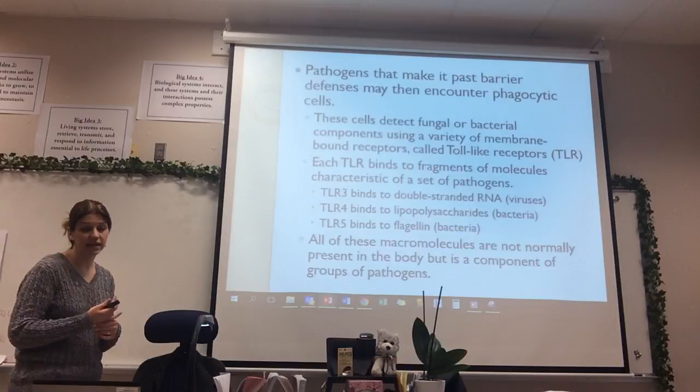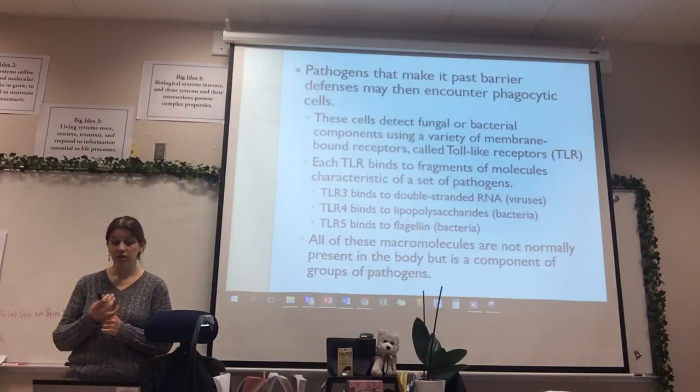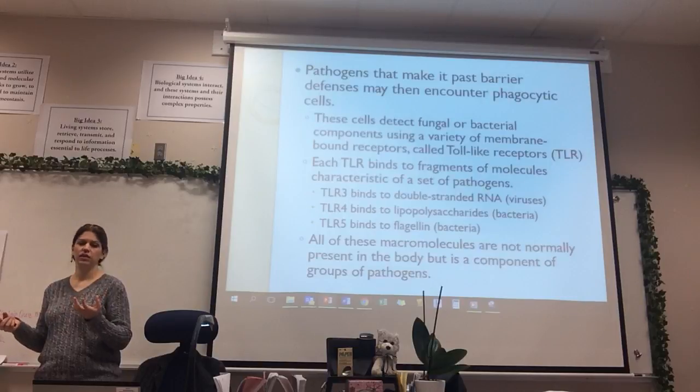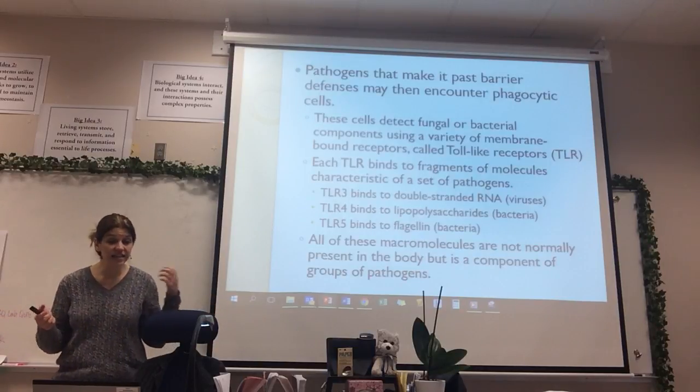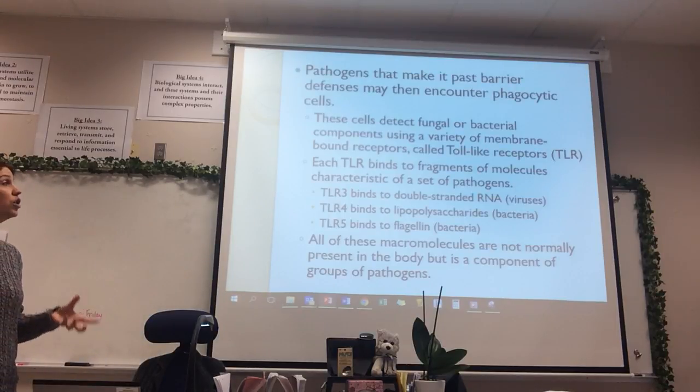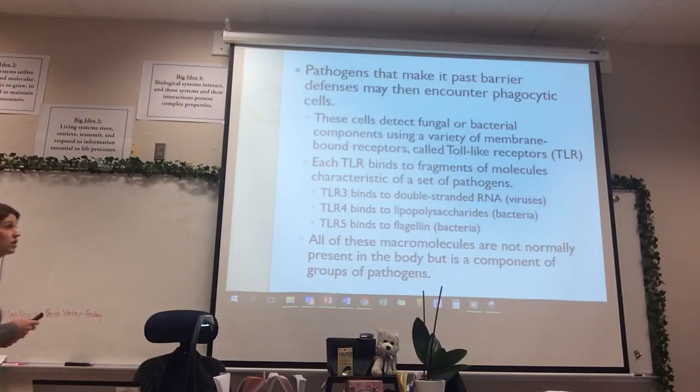At that point, they might encounter phagocytic cells. Phagocytic: phago is eating, cytic is cell, so that's like cell eating cell. These cells detect fungal or bacterial components using membrane-bound receptors. They are called TLRs, toll-like receptors. Each TLR binds to fragments of molecules that are characteristic of pathogens.